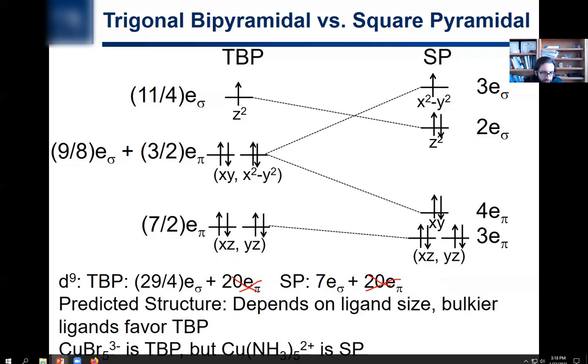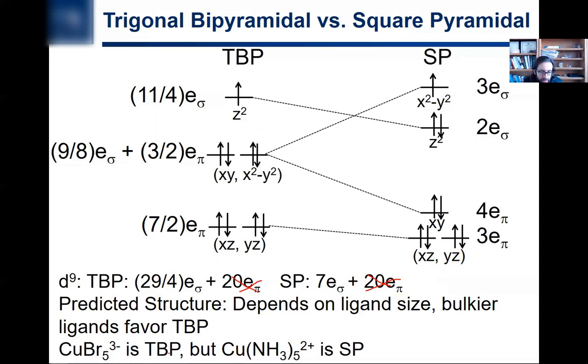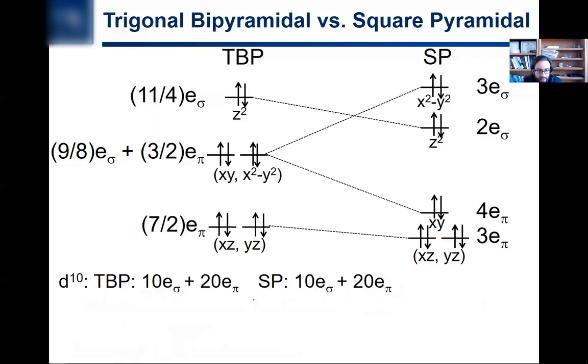And you can see that here. This copper bromide complex is TBP. It only has 1 atom ligands. But when you have an ammonia complex, which has larger ligands, because ammonia has 4 atoms in it, then you're actually square pyramidal. So that's kind of cool, borne out by experiment.